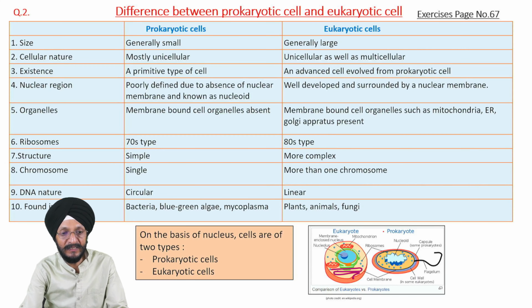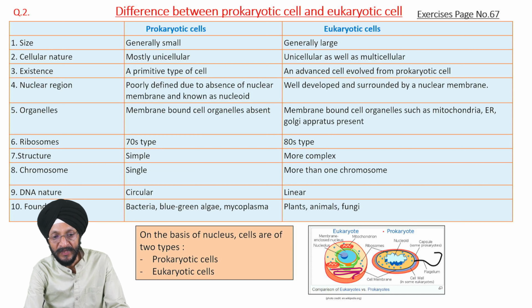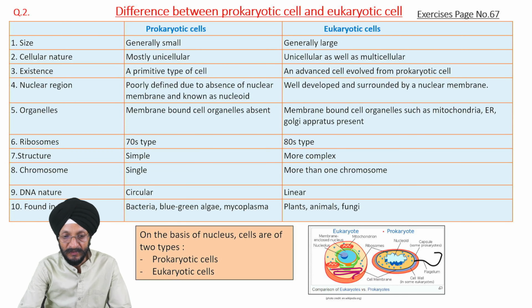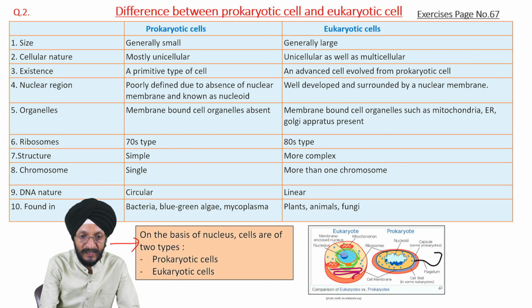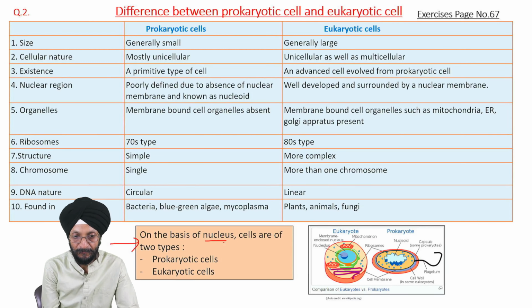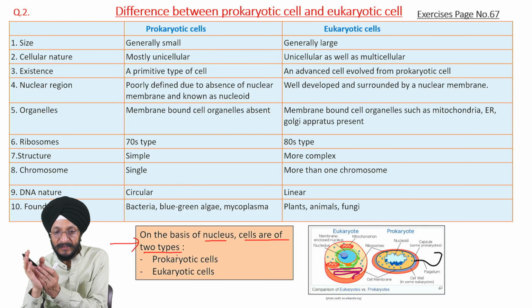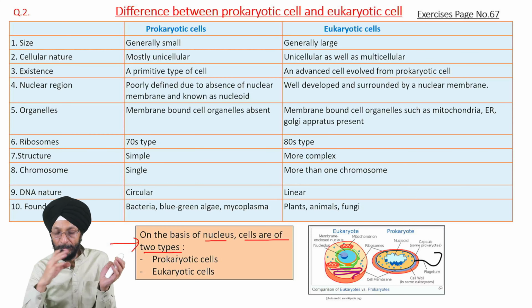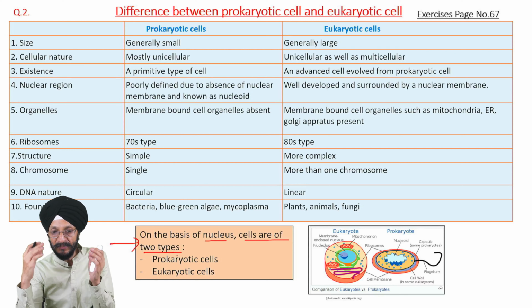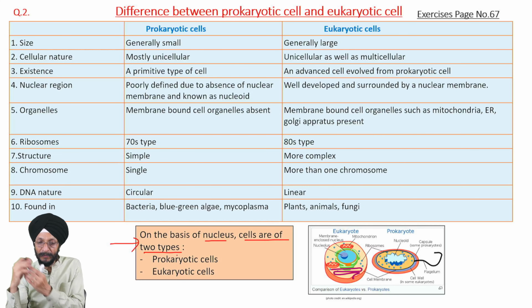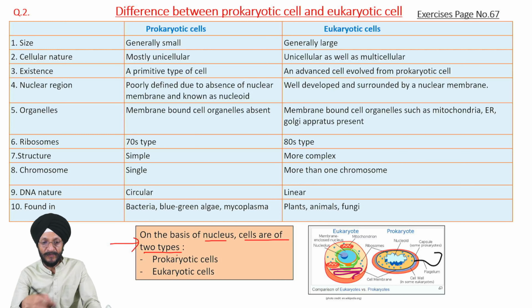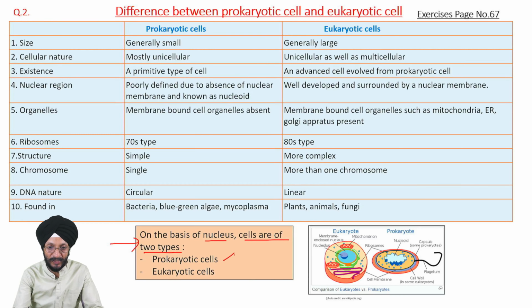Next is the comparison between prokaryotic and eukaryotic cells. First of all, we will understand that on the basis of the nucleus, cells are of two types. We have also learned earlier that on the basis of the number of cells, organisms are also of two types, unicellular and multicellular. But on the basis of the nucleus, cells are of two types, prokaryotic cells and eukaryotic cells.